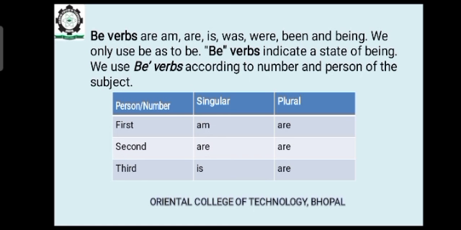Now look at the chart. Person and number. First, in singular it's am, in plural it's are. Second, singular are, plural are. And in third person, singular is and plural is are.